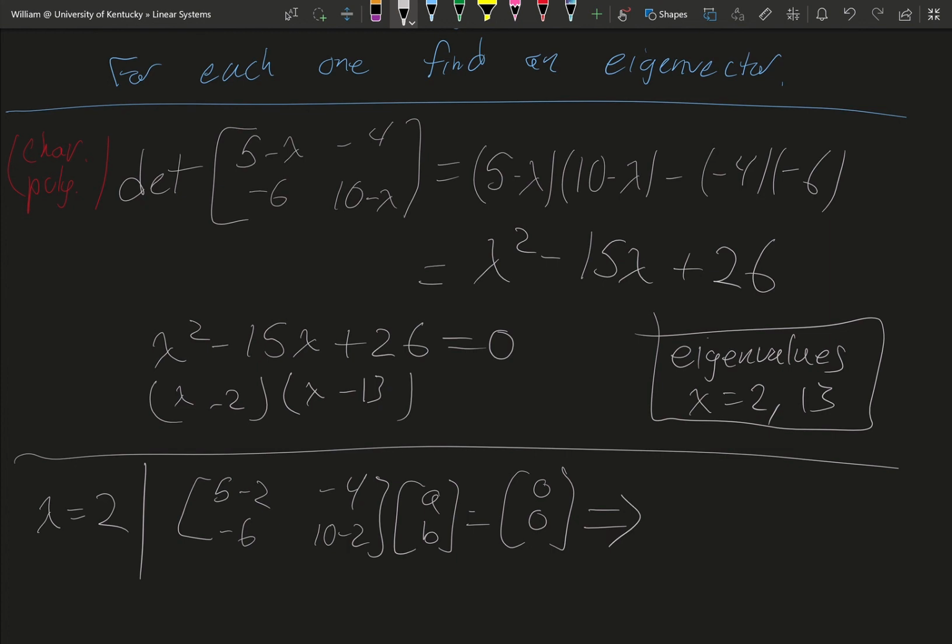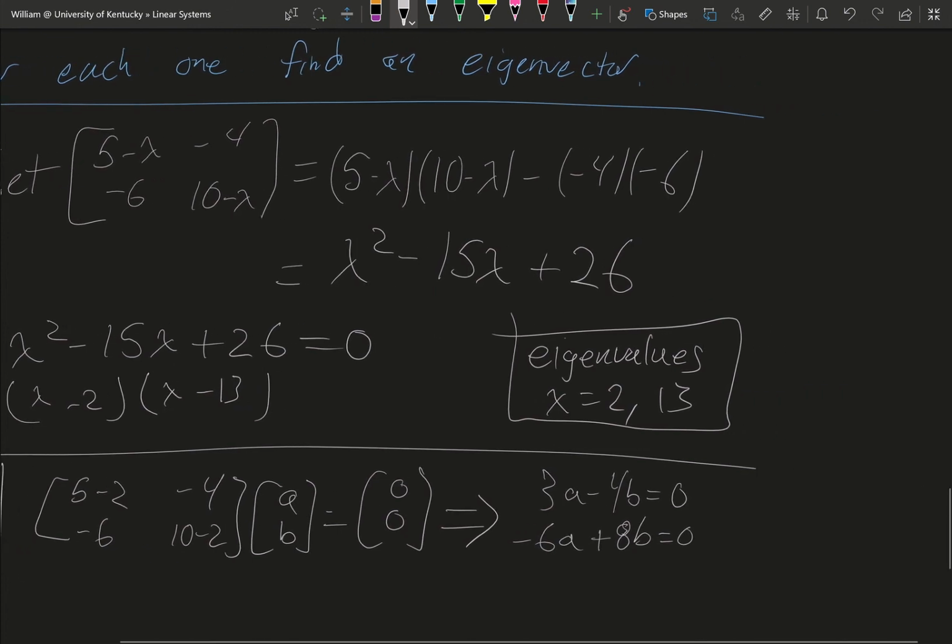So what we should end up with is, sorry, 5 minus 2, I'm jumping way ahead. 3a minus 4b equals 0, and negative 6a plus 8b equals 0. And now we can see that one eigenvector at least is going to be given by (4, 3).